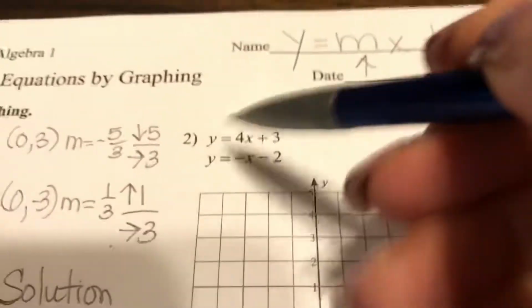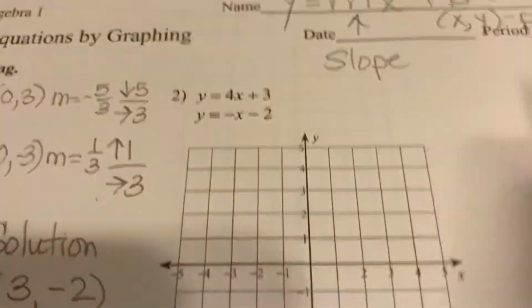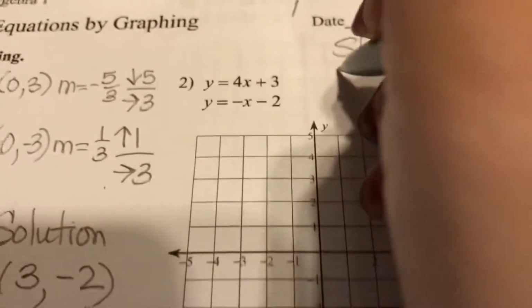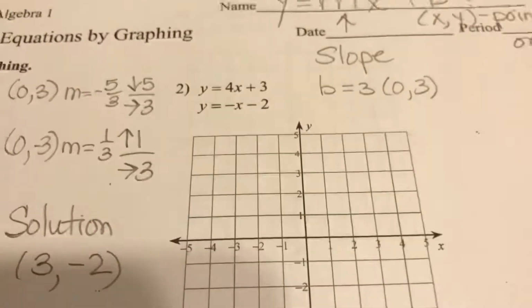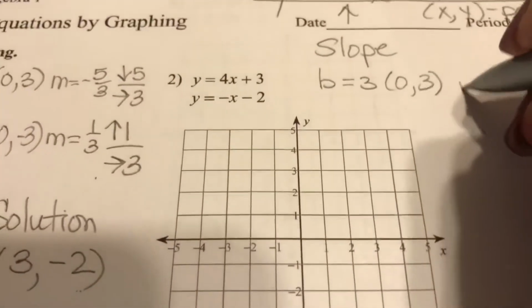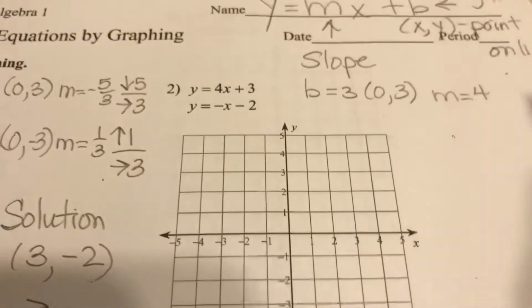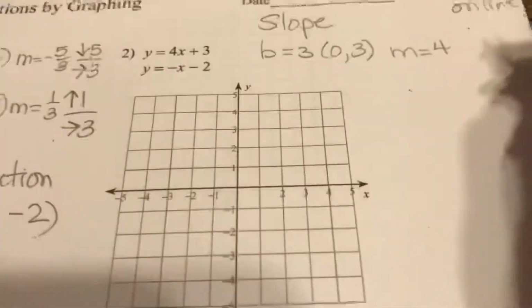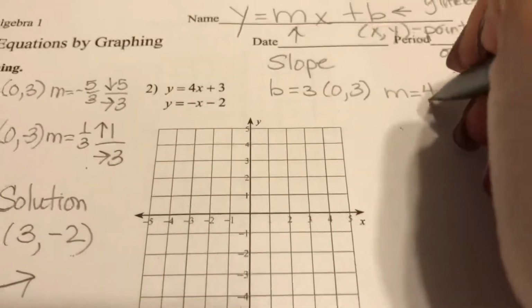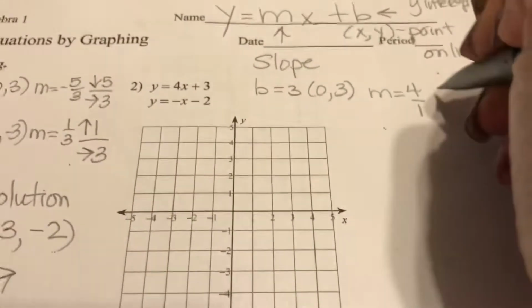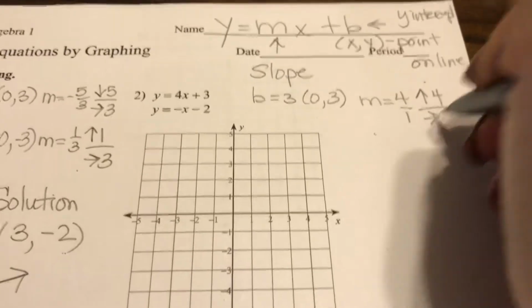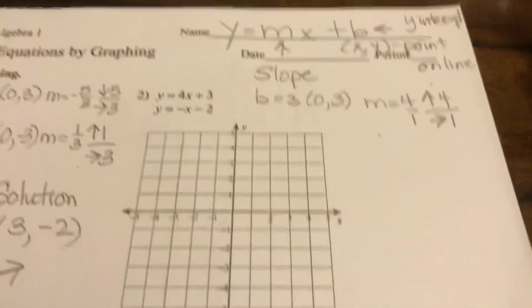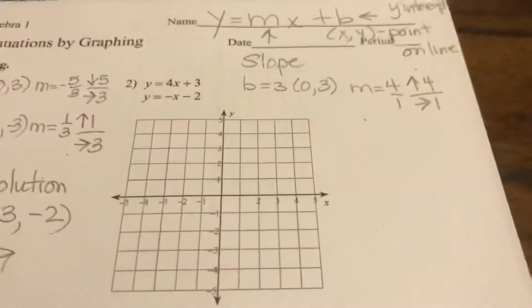And so I have y is equal to 4x plus 3. So I see that my b is 3, so I know I'm going to have a point at 0, 3. And I see that my slope is 4. And we know that when our slope is a whole number like that, it's over 1. And so that means we're moving up 4 because it's a positive, and we're moving to the right 1. So we're going to be moving up 4, right 1.